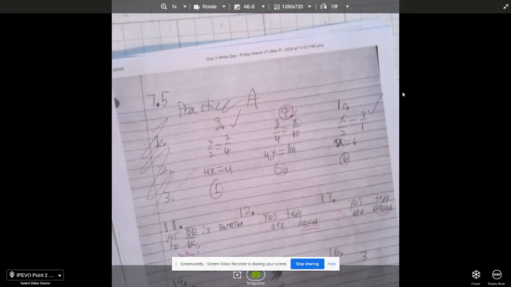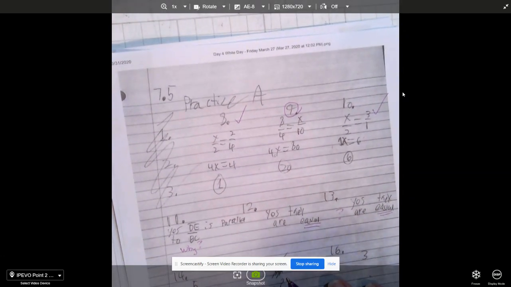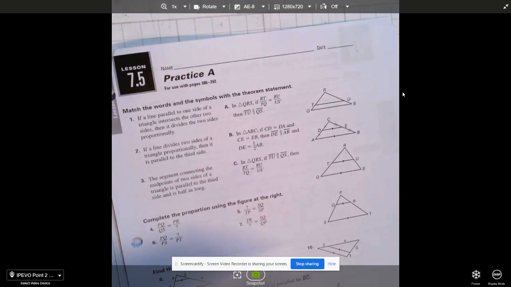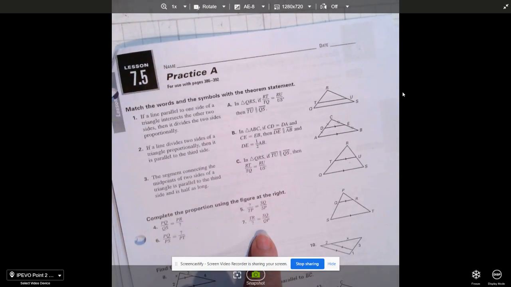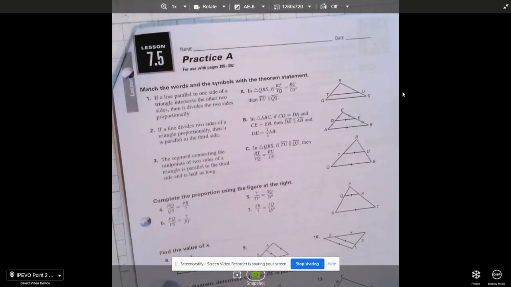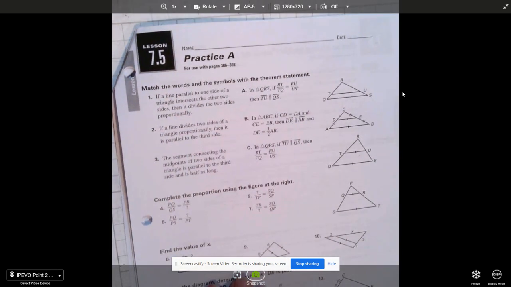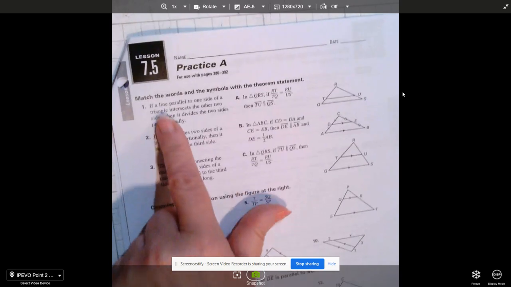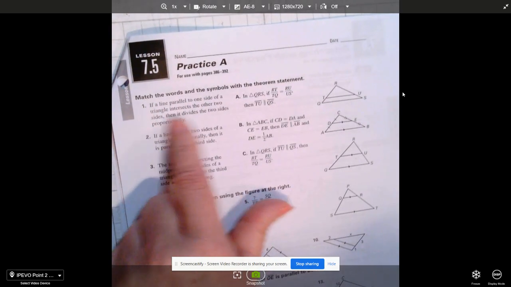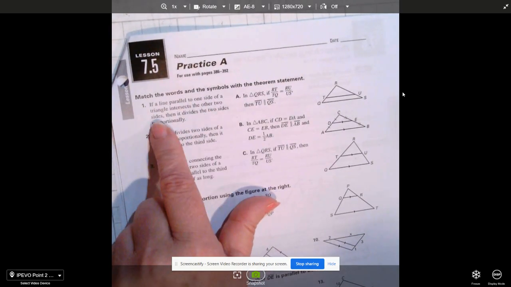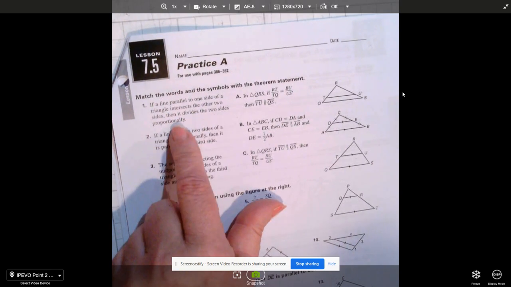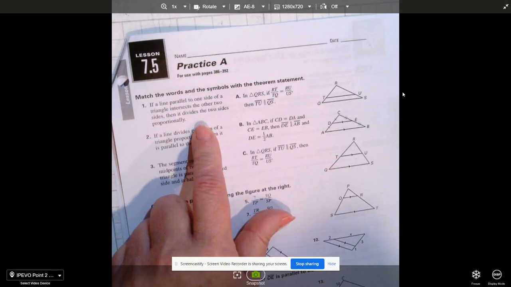Doing again, Cody? So now I'm going to talk about 7.5 practice A. So first of all, you skipped 1 through 7, which I'm actually okay with, but I'm just going to go through it very quickly just to make sure you understand what they were asking you to do. So they said if a line parallel to one side of a triangle intersects the other two sides, then it divides the two sides proportionally.